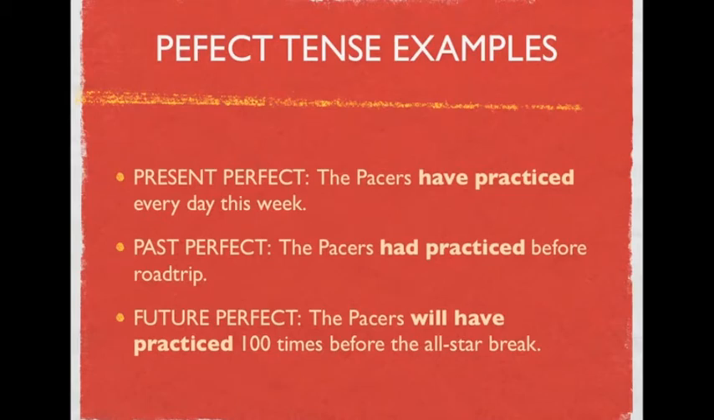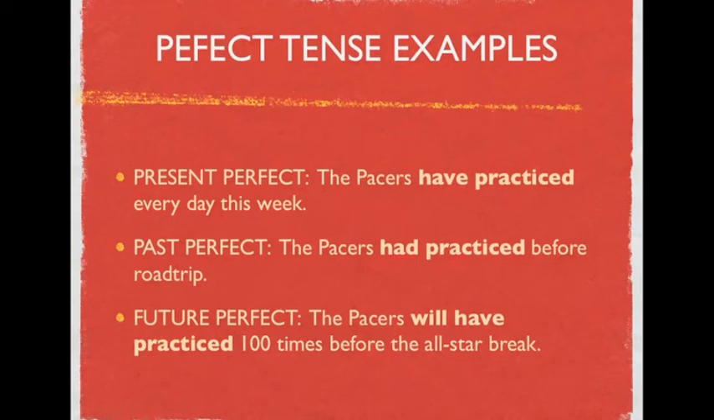The Pacers had practiced before the road trip. That means it happened before something else. So they had a road trip maybe last week. Before that, they practiced. That's an example of past perfect. Now, future perfect: the Pacers will have practiced 100 times before the All-Star break. The All-Star break has not happened yet, but them practicing will happen before that. That's future perfect.